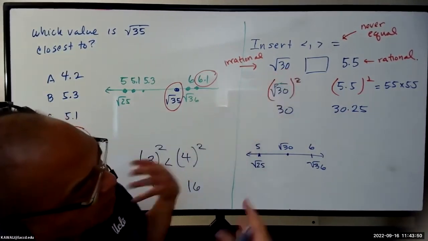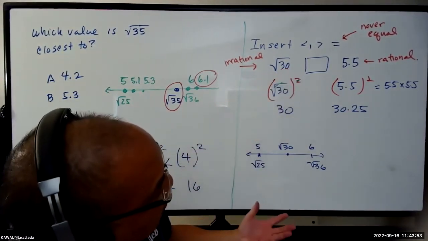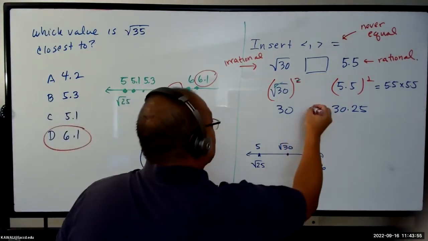So if one number is bigger than the other, when you square it, they stay big. So then this becomes square root like that.